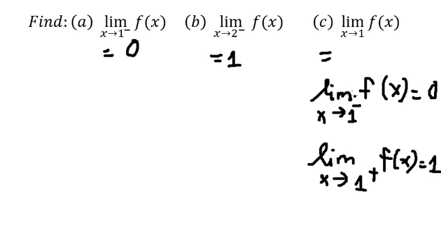Because the limit on the left equals number 0 and the limit on the right equals number 1, we see that number 0 is not the same as number 1. So we can say the limit does not exist.